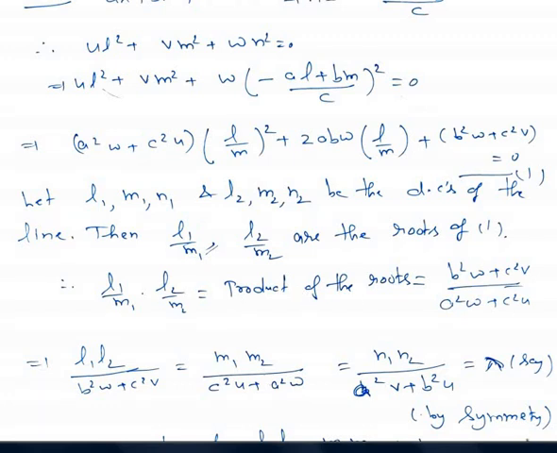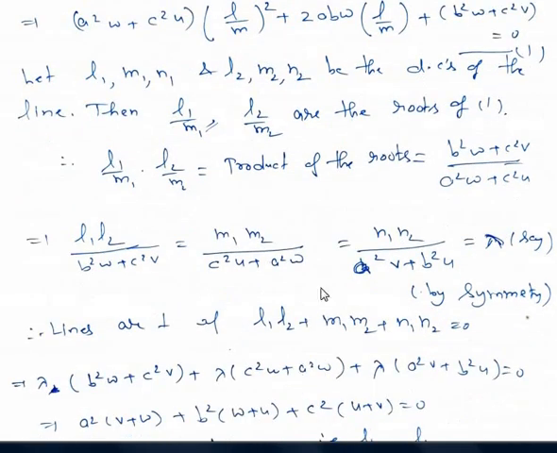That means l1 l2 upon this term b²w + c²v is equal to m1 m2 upon this one, c²u + a²w. And by symmetry you can write it as n1 n2 upon a²v + b²u. How do we write it? See, here we have b², c², so what should be here? a², w, u, v, c², a², b², v, w, u. So suppose this is equal to lambda.